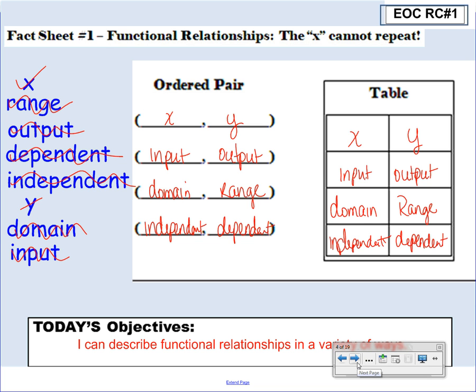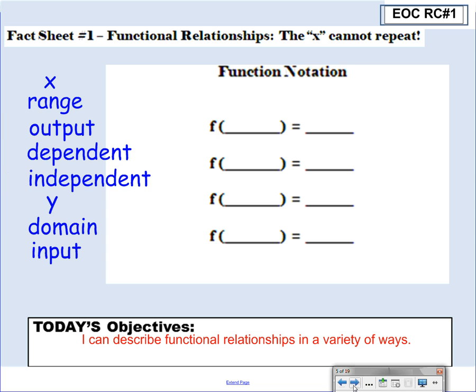So we've done the coordinate plane, we've done mapping, now we've done ordered pairs and tables because they're very similar to each other. And our last thing then is function notation. So in function notation, what goes inside is our x. And then what is on the outside is our y. Same variables, same thing. So we have domain and range.